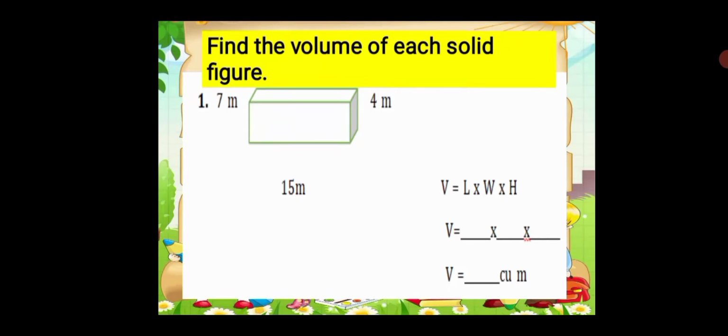What is the volume of a figure measuring 7 meters, 15 meters, and 4 meters? The length is 15 meters. The width is 7 meters. The height is 4 meters. So our volume is 420 cubic meters.